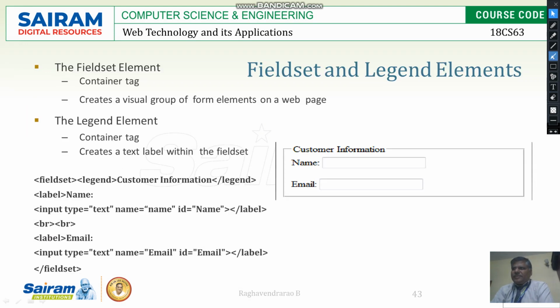Now this is an important concept again: the fieldset and legend. These are two different elements basically. You can see the output here. The fieldset element is a container tag that creates a visual group of elements on the web page. The legend element is also a container tag that creates a text label within the fieldset. This is a fieldset totally, and this is a legend. You can see that under the fieldset, the legend is there.